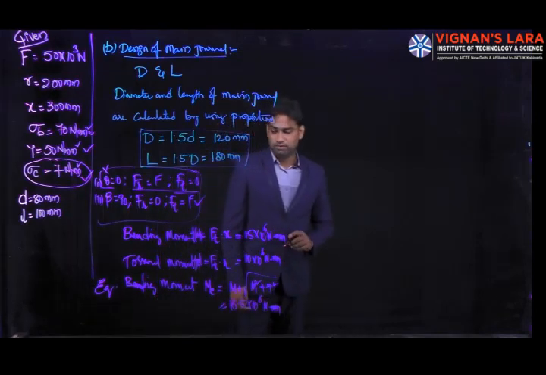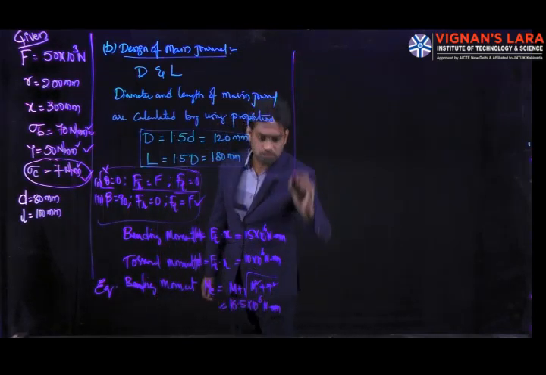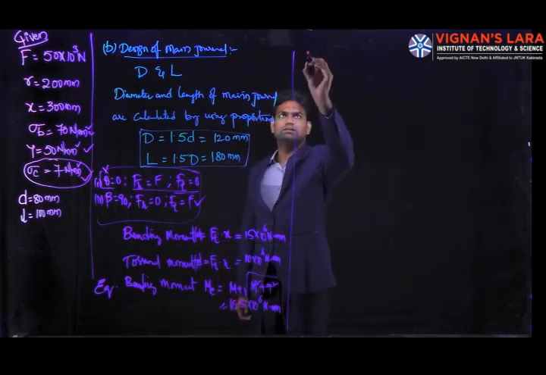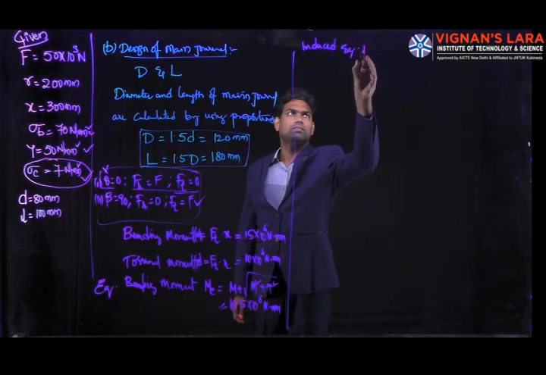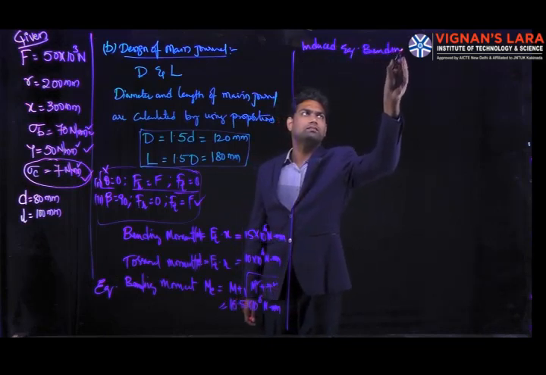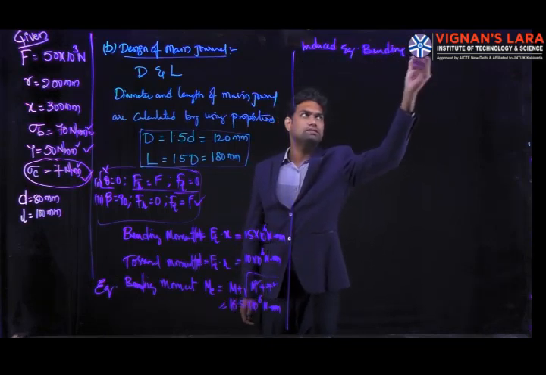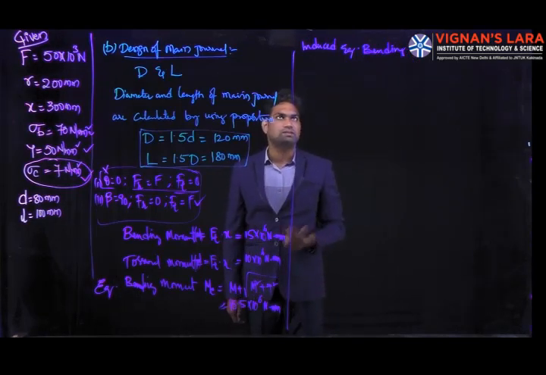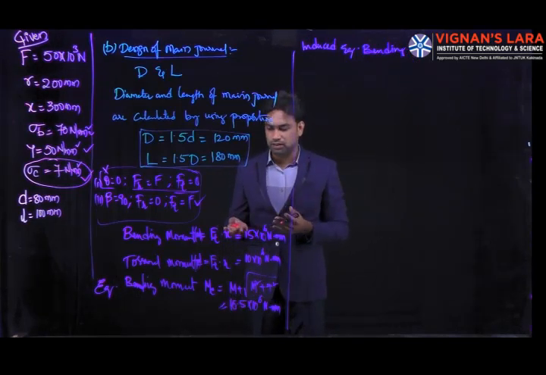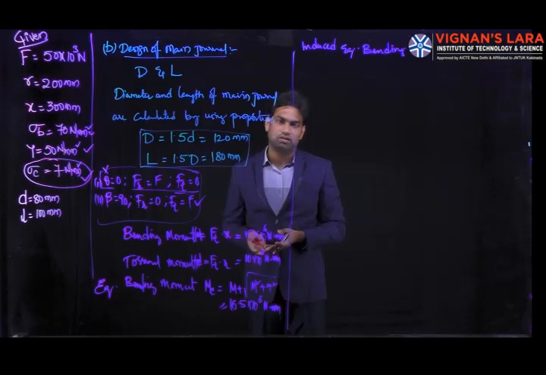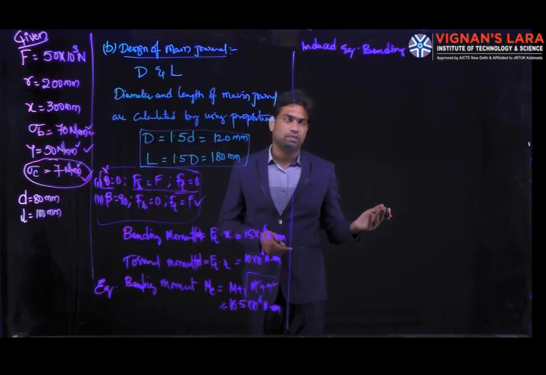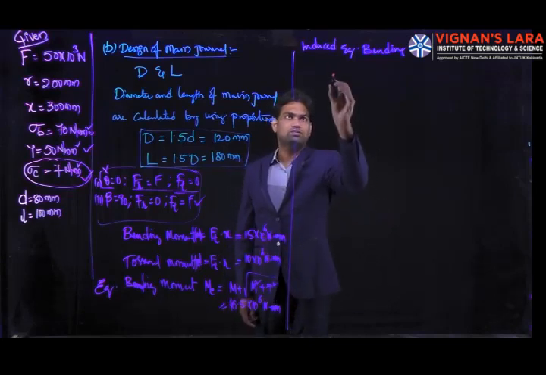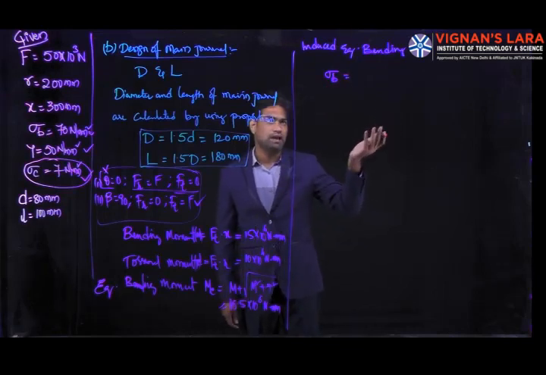Clear? After finding the equivalent bending moment, I am going to find the induced equivalent bending stress, which is equal to the maximum bending stress. If you find the bending stress and the torsional shear stress separately and then the maximum bending stress, you will get the same values. So the equivalent bending stress is equal to the maximum bending stress.